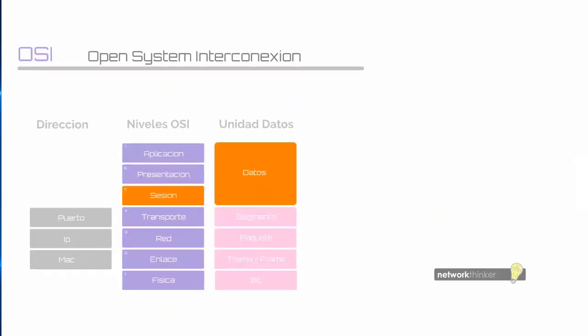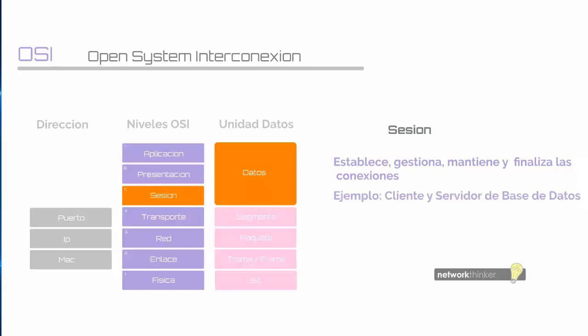The session layer establishes, manages, holds, and finalizes connections among users, processes, and applications. It is in charge of sustaining the link. An example of this kind of connection is the one between a database client and the server. The data are yet to be encapsulated in the next layer, so as before, the PDU are the data.